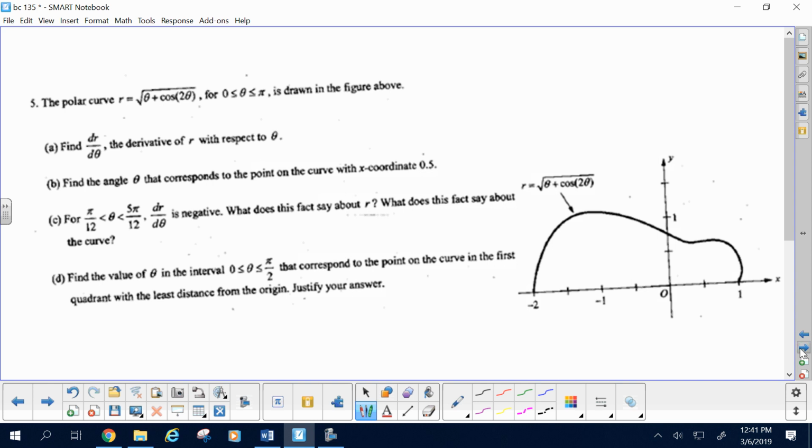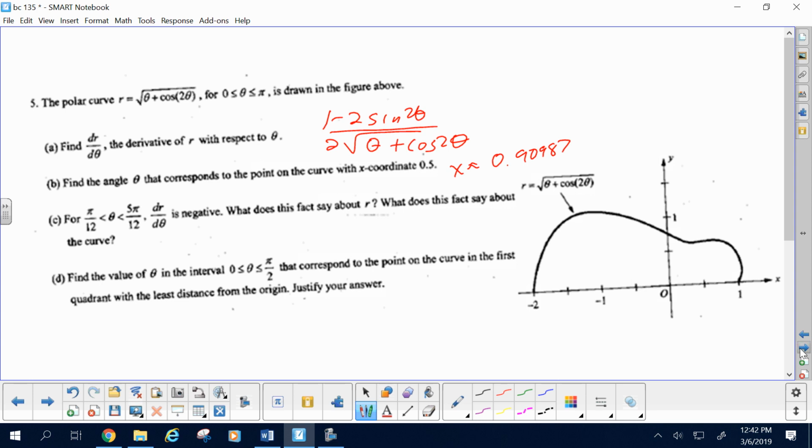Okay, so here we go. Did you get something like 1 minus 2 sine 2 theta over 2 root theta plus cosine 2 theta? I thought the 2 would cancel out. Find the angle that corresponds with an x of 0.5. I got that x was roughly 0.90987.